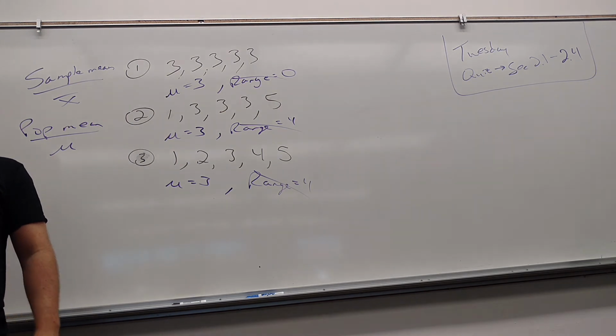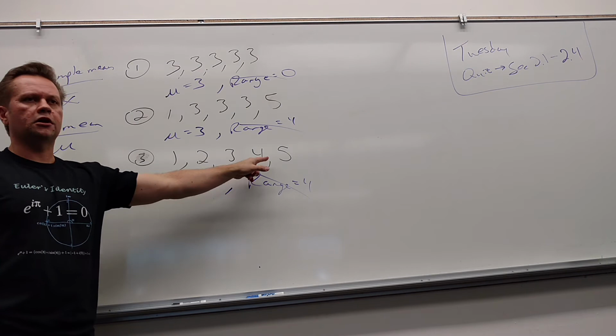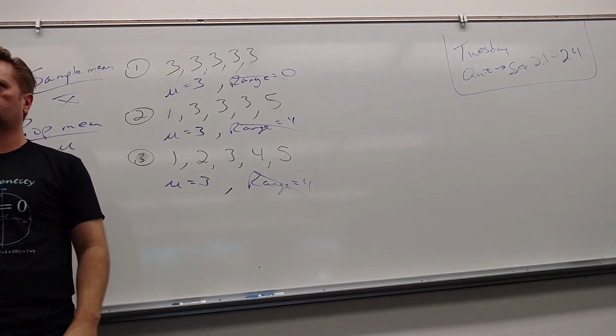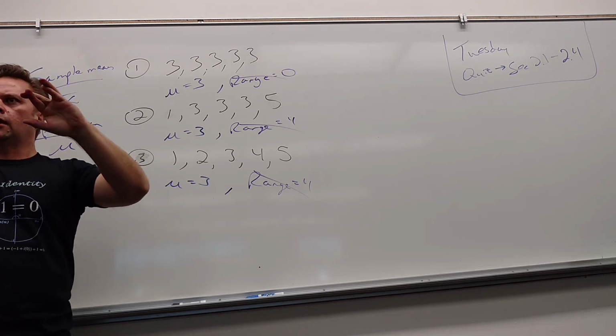Do you guys see that? The range is too basic. It doesn't take into account the middle numbers and how they're changing, so the range is not good enough to use. How we doing? Okay, maybe.